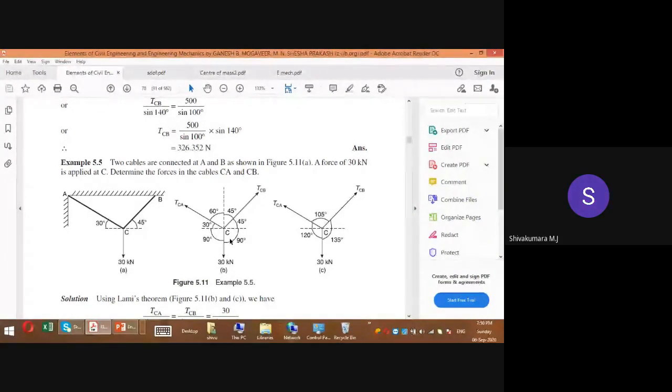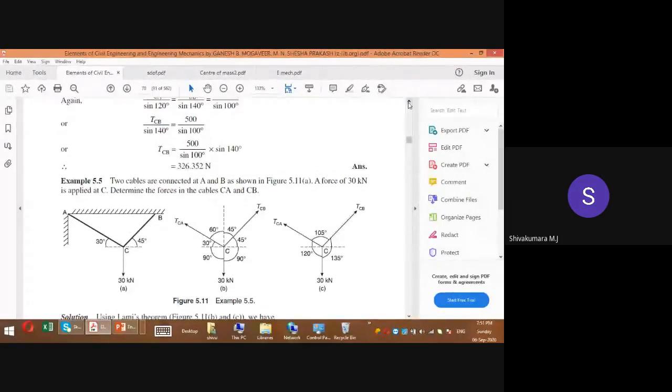So are they concurrent forces? What type of force system this is? Are they concurrent or non-concurrent? Concurrent, sir. Concurrent force system. Are they coplanar or non-coplanar? Coplanar. Is it possible to apply Lami's theorem for this? Yes, sir. Yes, it is possible.